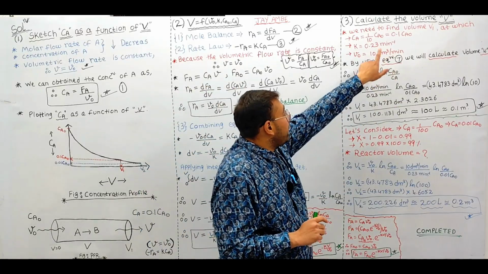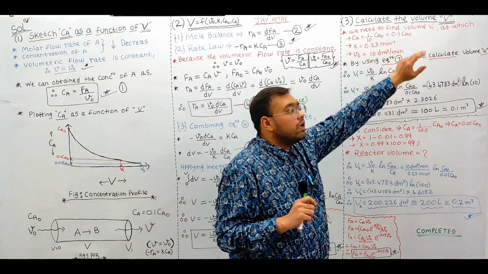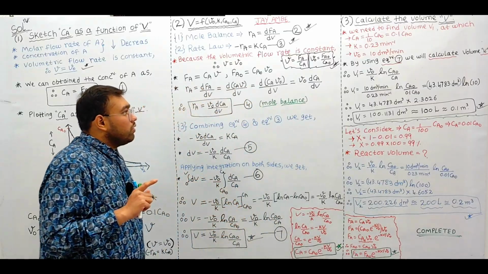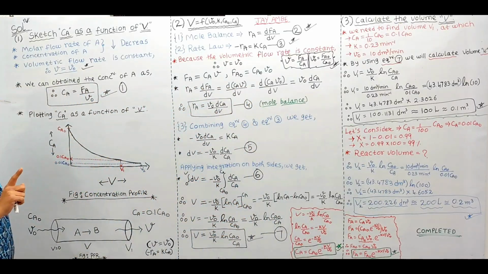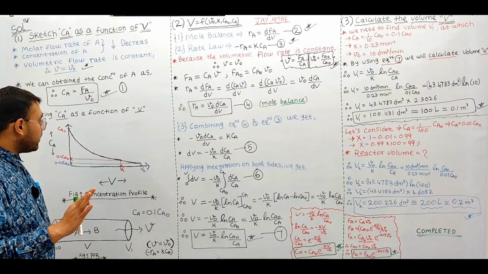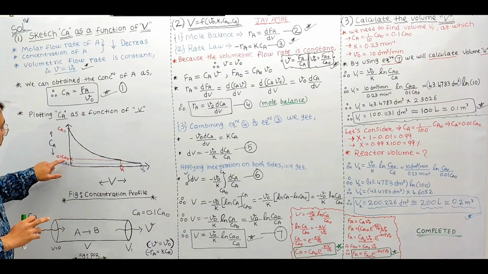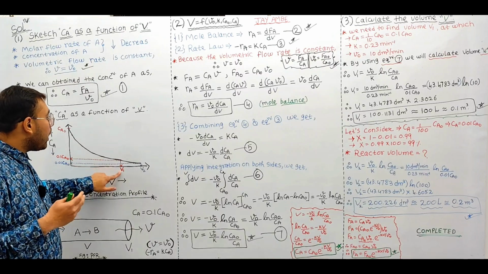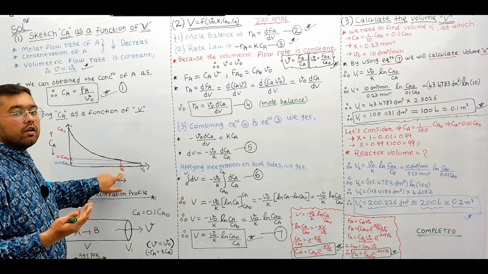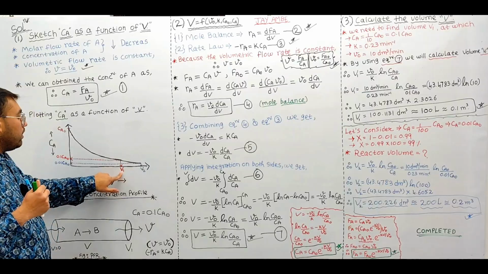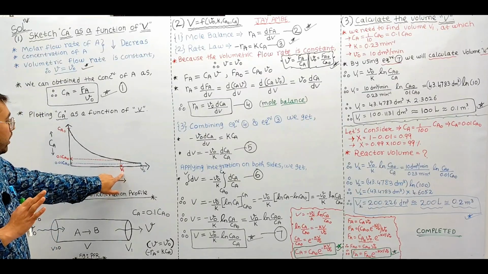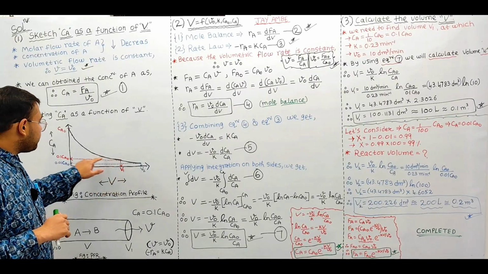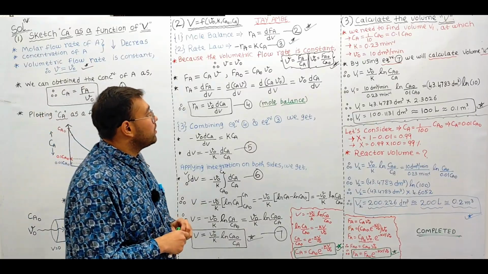Okay, so we can write CA is equivalent to 0.1 CA naught. So in order to achieve the desired conversion of 90%, how large a volume of plug flow reactor is required? We need to calculate V1. I hope you have understood.